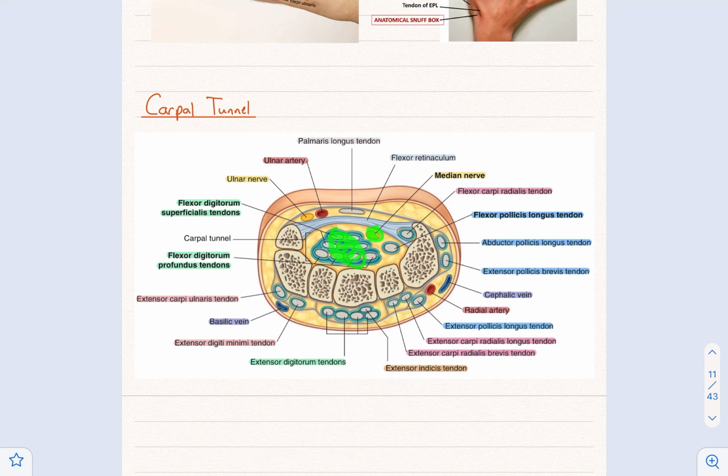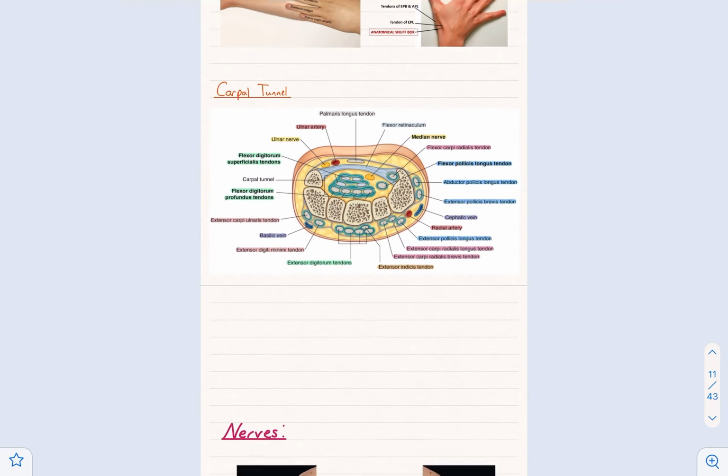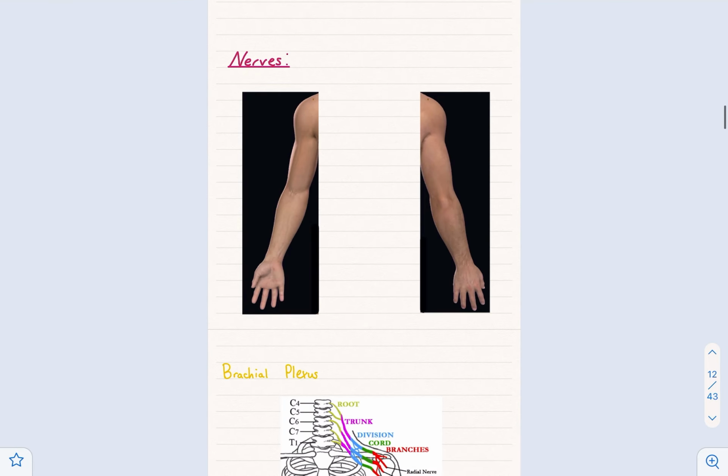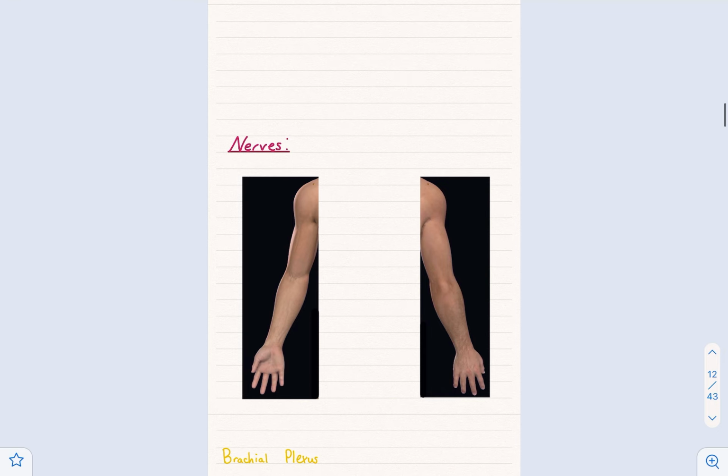This is what's important, the median nerve. If you get compression of the flexor retinaculum, the median nerve is going to get compressed. If the median nerve is compressed, you get carpal tunnel syndrome. What does that look like? Well, it's going to be on the medial side. The muscles that are supplied by the median nerve are going to look wasted. And which muscles are those? Well, we'll get into that right now, because we will move on to the nerves.